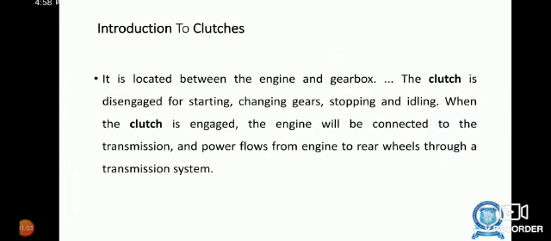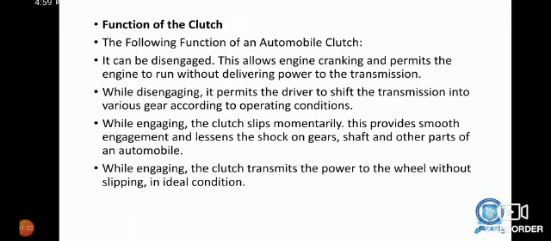Design of clutch. Introduction to clutch. It is located between the engine and gearbox. The clutch is disengaged for starting, changing gears, stopping, and idling. When the clutch is engaged, the engine will be connected to the transmission and power flows from the engine to the rear wheels through a transmission system.